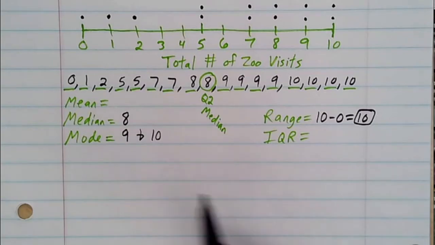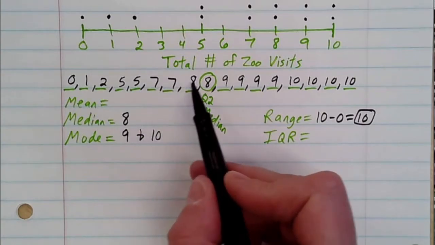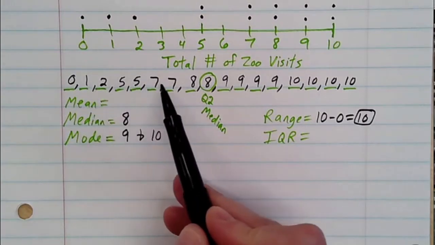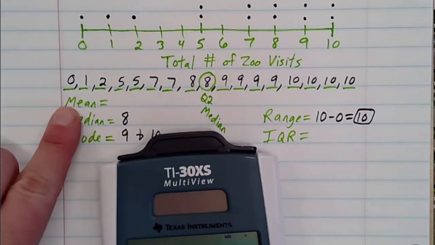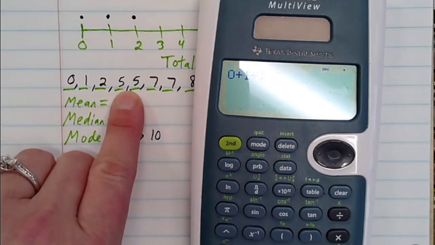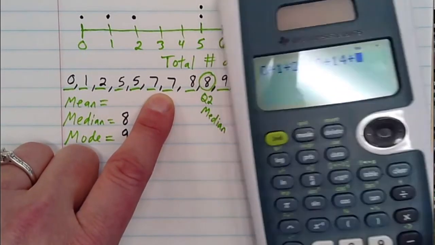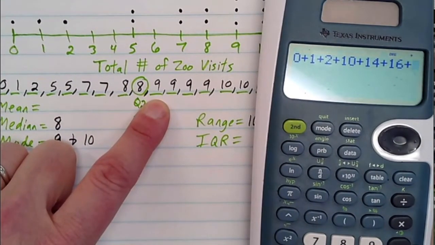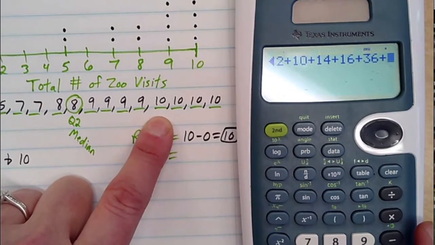So you've got to do on your calculator 0 plus 1 plus 2 plus 5 plus 5 plus 7 plus 7 plus 8 plus 8 plus 9 plus 9. So it may be easier, instead of trying to add all these numbers and plug in 17 numbers, to combine them together. You can add your 0 plus 1 plus 2 plus, and then since there's 2 5s, maybe do 10. Since there's 2 7s, maybe do 14. Plus, there was 2 8s, so you could do 16. Plus 4 9s would be 36. Plus, there was 4 10s, so then you could do 40.